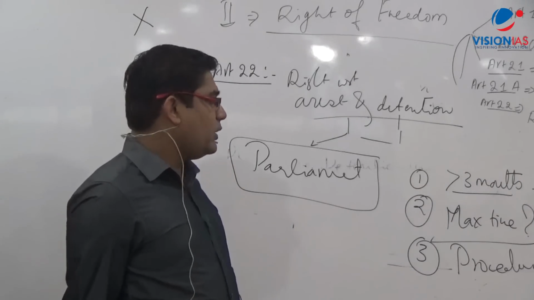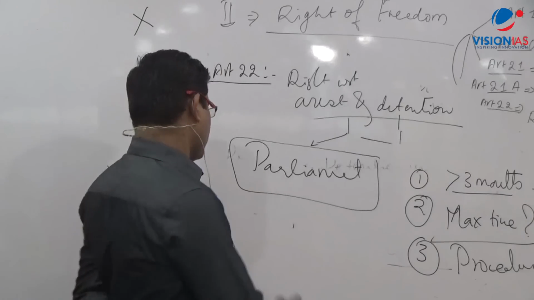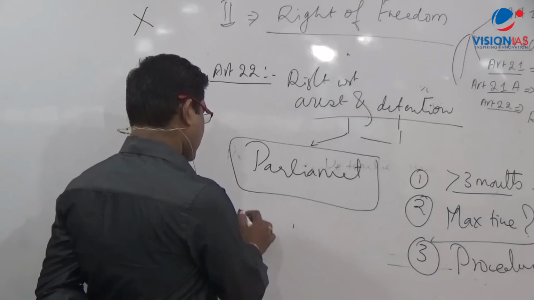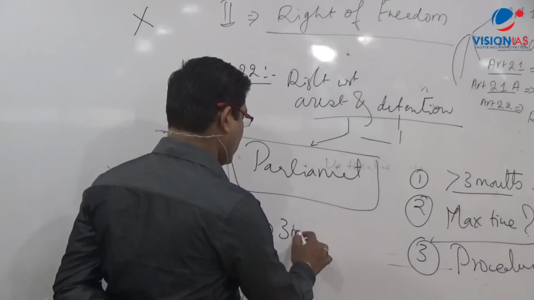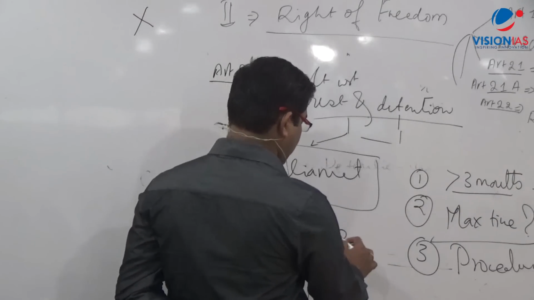Understood? The last point is about this 3 months: the 44th Constitutional Amendment Act has reduced this 3 months into 2 months.